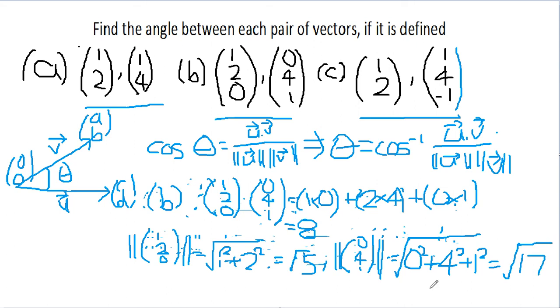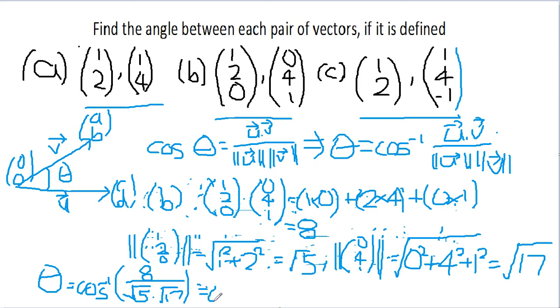So hence, our angle can be written as the inverse cosine of 8 over the square root of 5 times the square root of 17, which equals the inverse cosine of 8 over the square root of 85. So this will be our final answer.